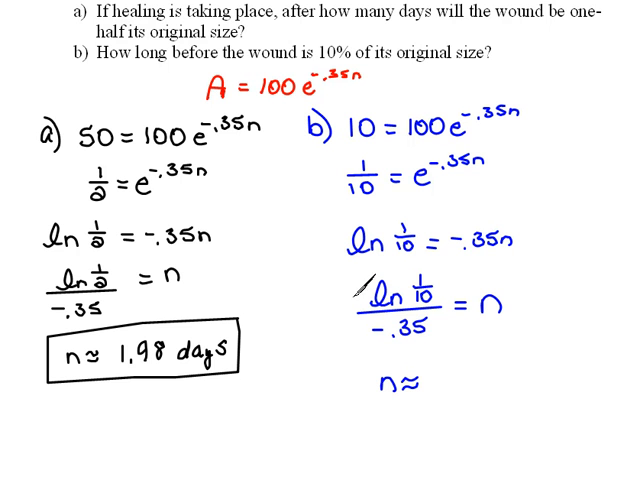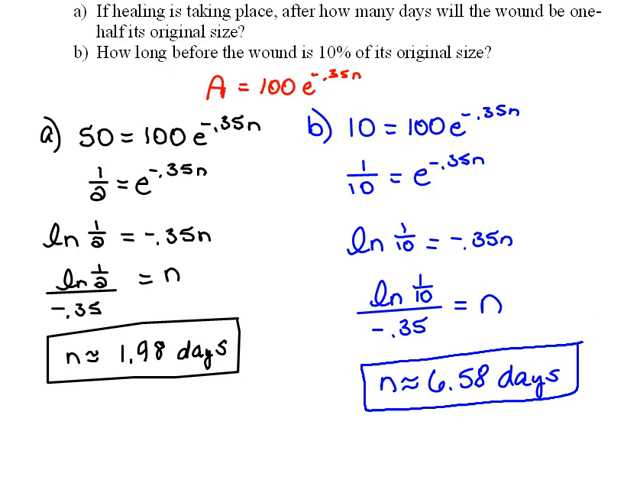If you enter it correctly into your calculator, you should get 6.58, rounded to two decimal places, days. So this would happen after about 6.5 days.